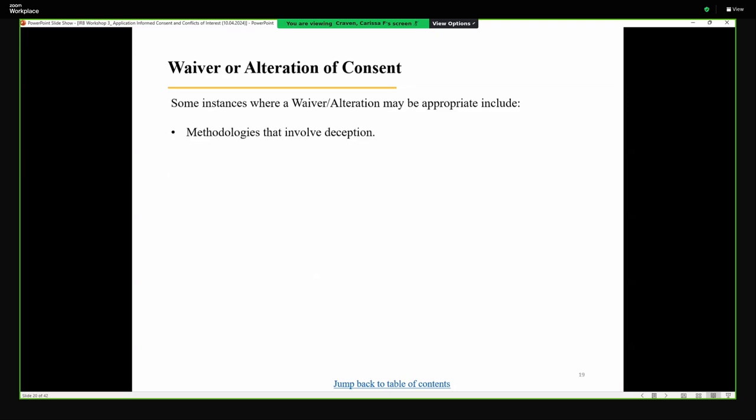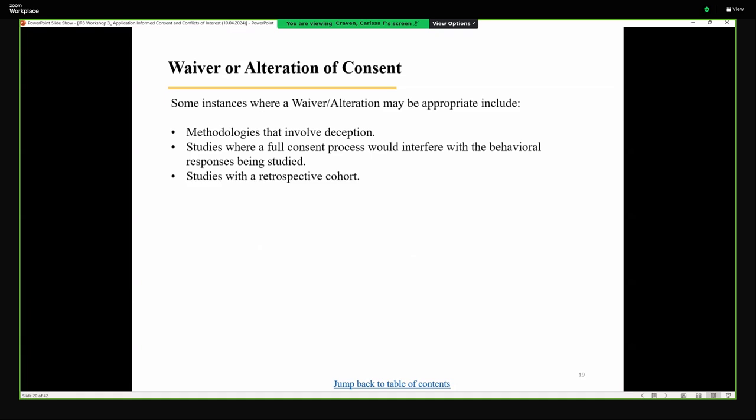So some of these instances are methodologies that involve deception, if giving full information at the beginning will impact your data. Again, if you are collecting data that is a natural behavioral response, if you give them consent before, that could interfere with the natural response. So you would want to waive that, but tell them after. If you are doing secondary data where there was a retrospective cohort, meaning it's been done in the past, that might require some sort of waiver.